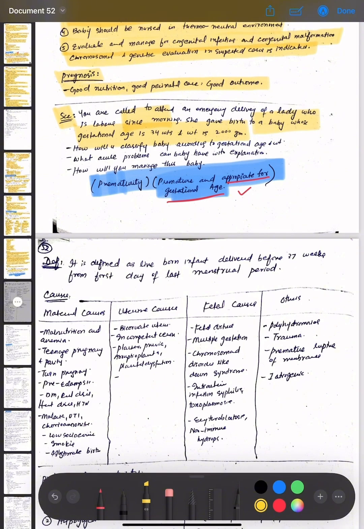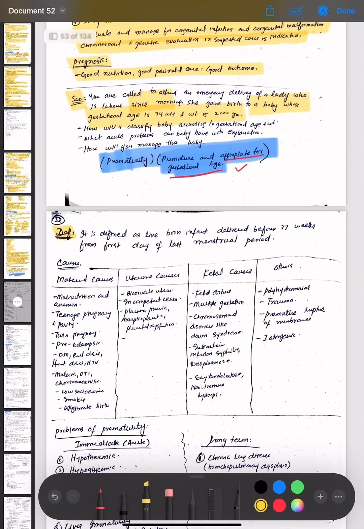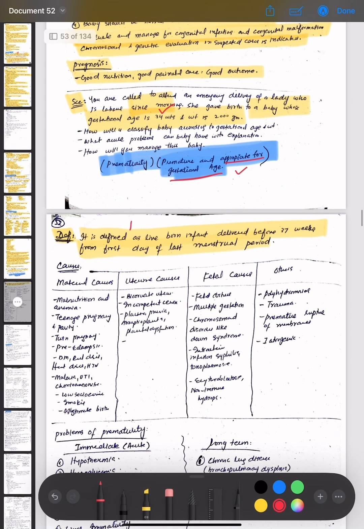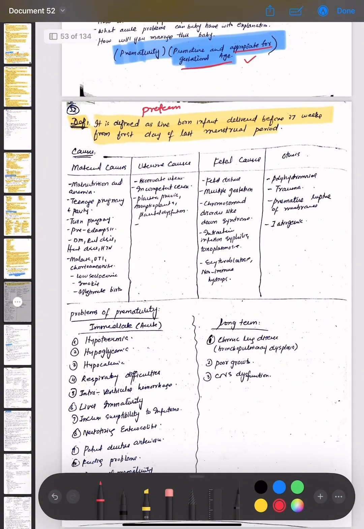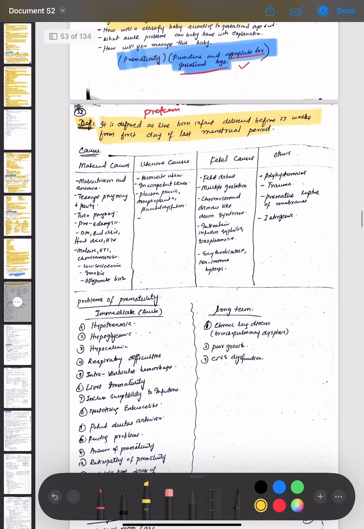Okay, so if the weight is less than 2 kg, then it is small for gestational age, and at 2 kg it is appropriate for gestational age. This baby is born at 34 weeks, so this is a preterm baby. It is defined as a live born infant delivered before 37 weeks from the first day of the last menstrual period. If a baby is born before 37 weeks, then it is termed a preterm baby. The causes are maternal causes, uterine causes, fetal causes, and others.